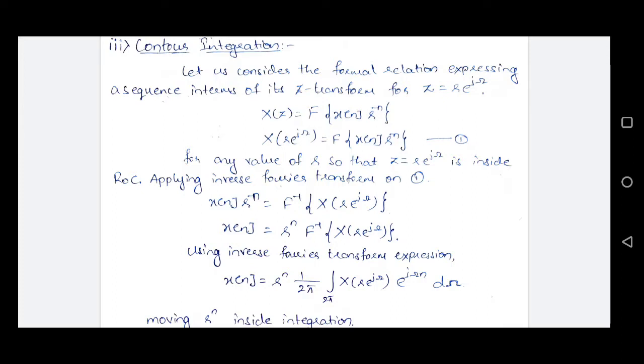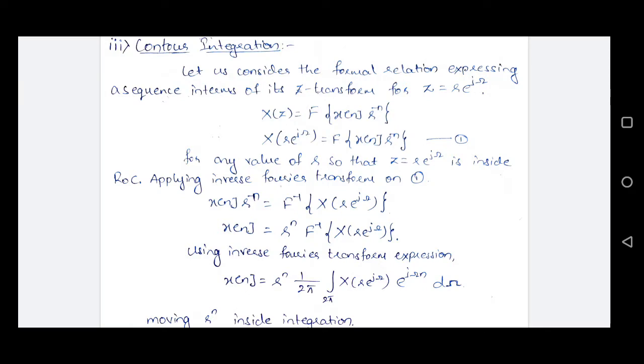That is, X of z is the Fourier transform of the sequence x of n multiplied by r to the power minus n. Now if we substitute z equals r e to the power j omega, then it will be X of r e to the power j omega equals the Fourier transform of x of n r to the power minus n, for any value of r, so that z equals r e to the power j omega is inside the region of convergence. Applying inverse Z transform on equation 1 will result in x of n r to the power minus n.